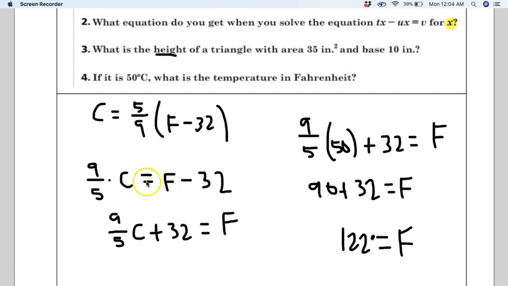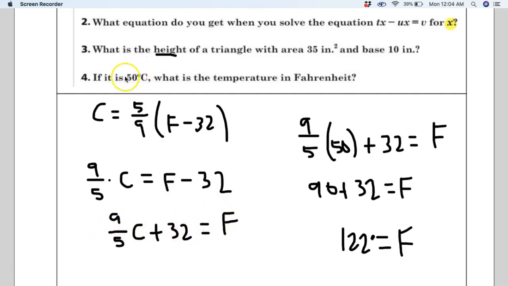So all I did was rewrite the formula in terms of F. So multiply both sides by 9/5 to clear the fraction. That gives you 9/5 C equals F minus 32. Add 32 to both sides, and that gives you this situation right here. F equals 9/5 C plus 32.